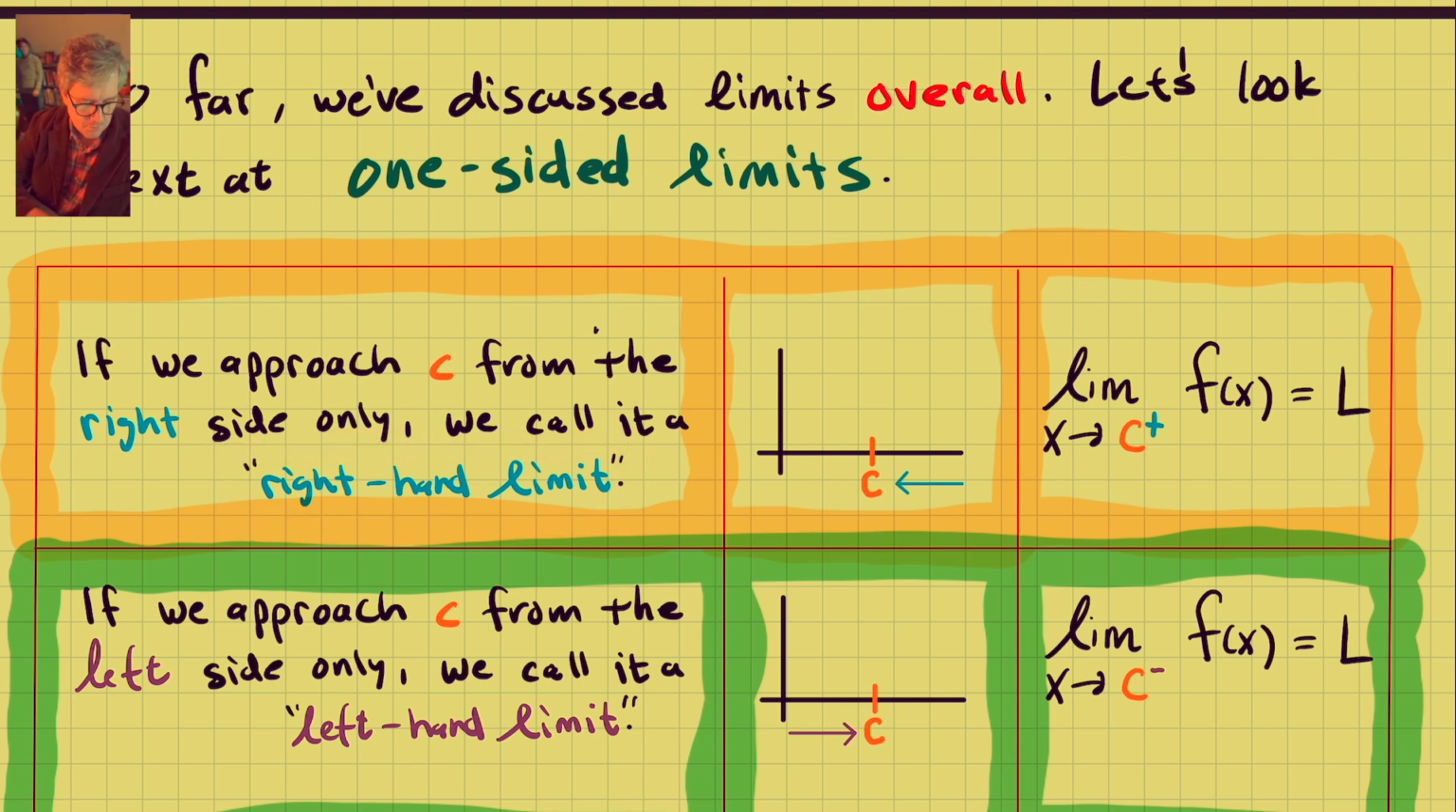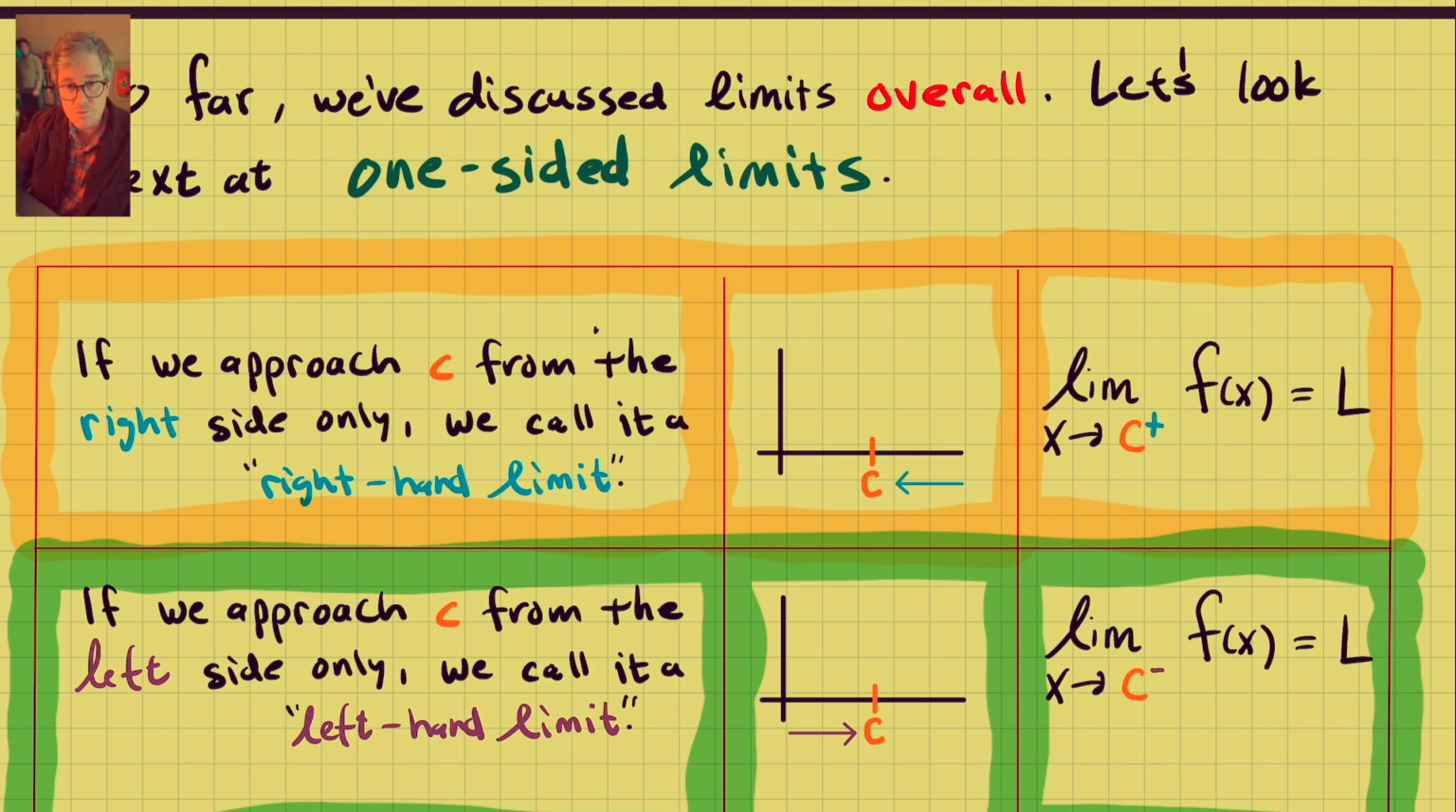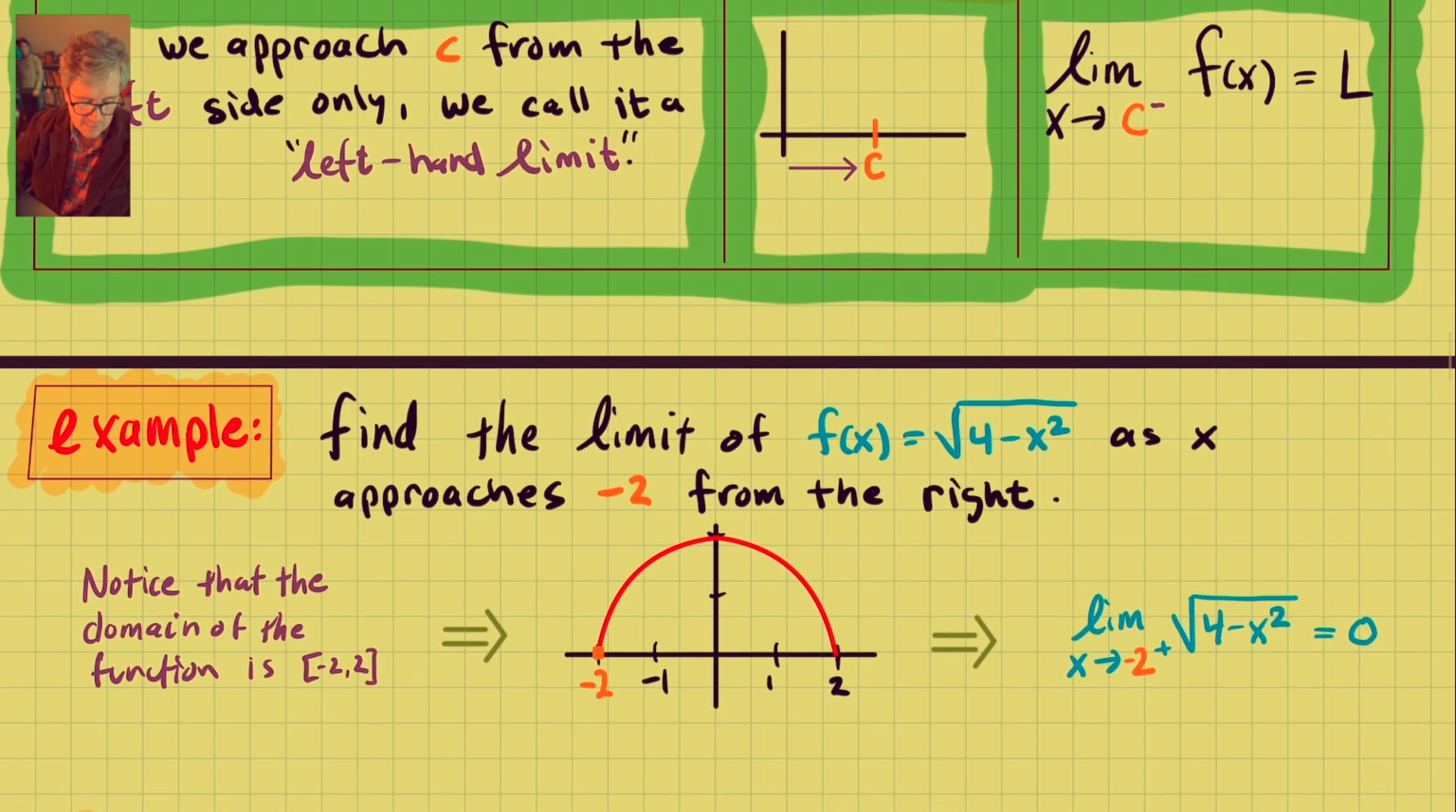Similarly, if we approach c from the left side only, we call it a left-hand limit. That's just the reverse situation, where you're approaching c from the left, from the negative side. In those cases, we denote it using the limit as x approaches c from the left, with just a negative symbol. Instead of putting left and right, we opt for plus and minus. This is the special notation for right and left-hand limits, i.e. one-sided limits. Let's take a look at an example.